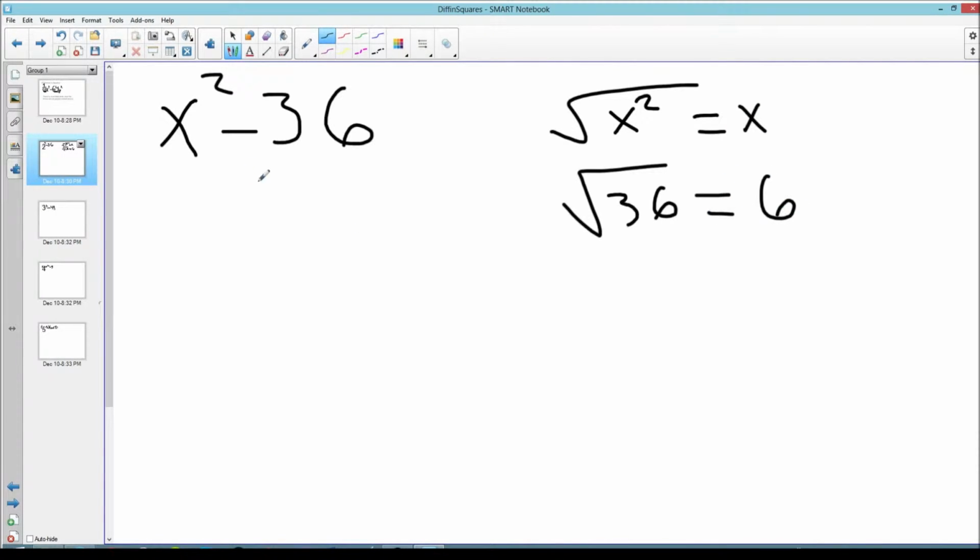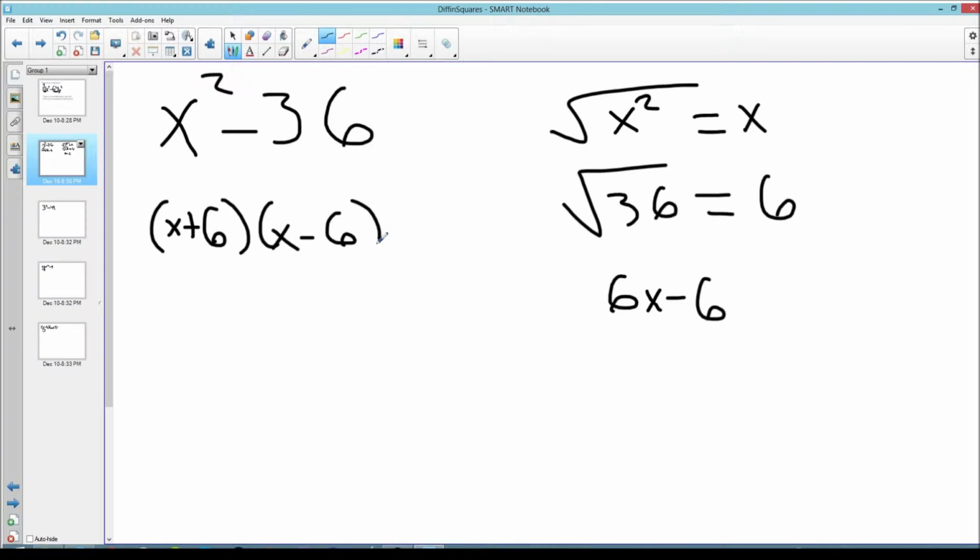And to get negative 36, we have to multiply 6 by negative 6. So if we put that into brackets, it would be x plus 6 and then x minus 6.